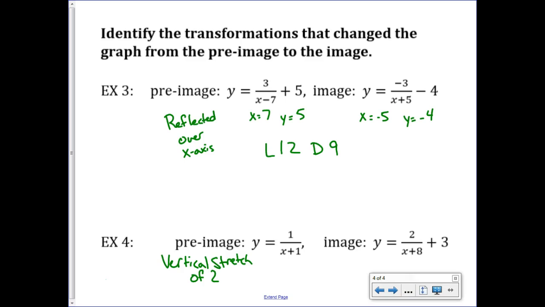And then I see that I have x equals -1 and y equals 0 for my asymptotes, and then I see x equals -8 and y equals 3. So I moved from -1 to -8. So I moved left 7, and then 0 to 3, I moved up 3.